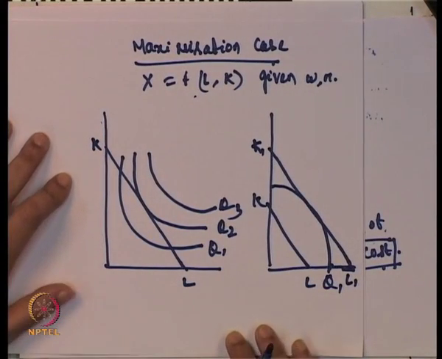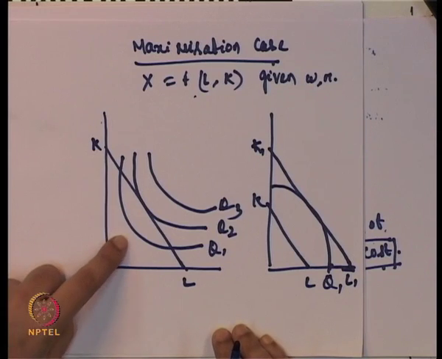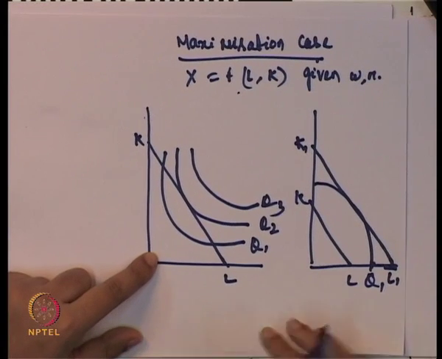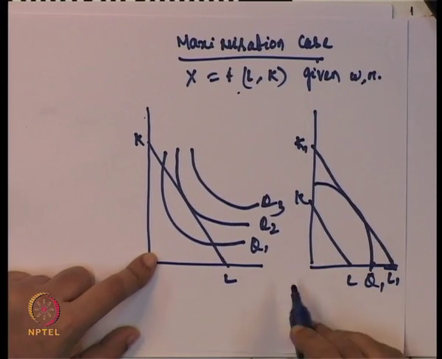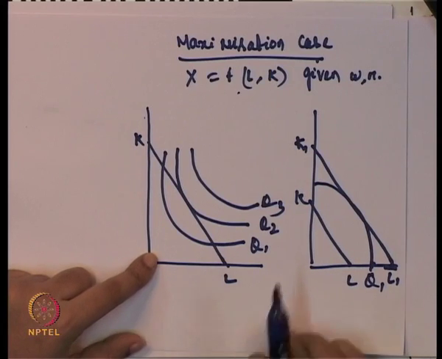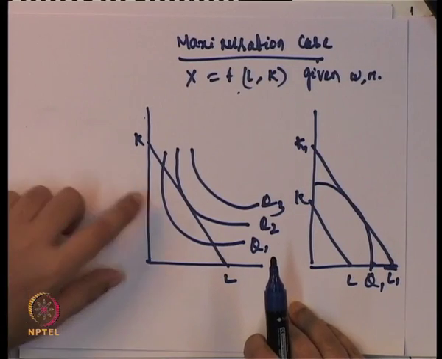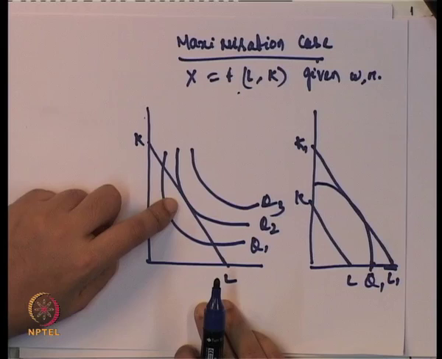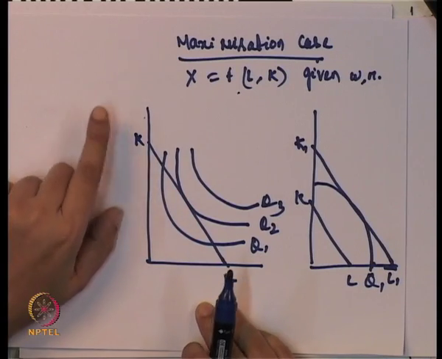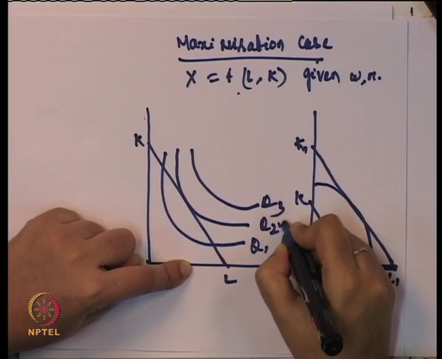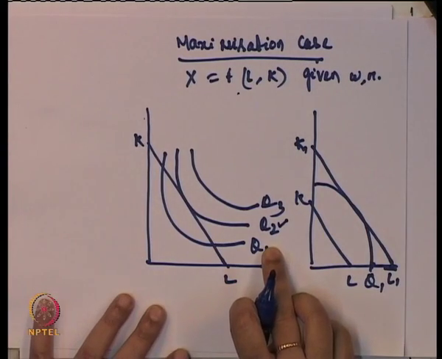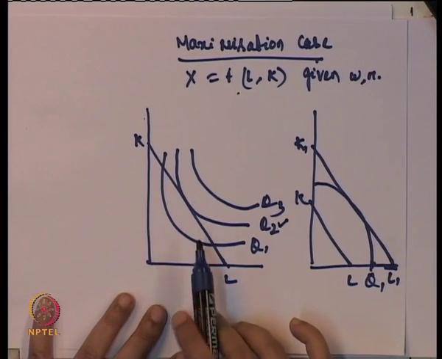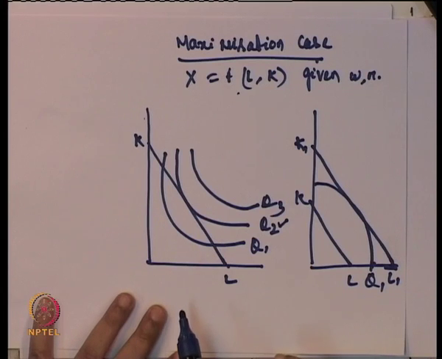So, if you look, there are two graphs. Graph 1 is where there are 3 isoquants and the isocost is given, and graph 2 is where the isoquant is in a different shape and there are 2 isocost lines. In the maximization case, the isocost is given, and with this isocost, the challenge of the producer is to get the maximum level of output, and looking at this, the producer will always pick a combination at the Q2 level of output, because the Q2 level of output can be achieved with the isocost of K and L which is given.